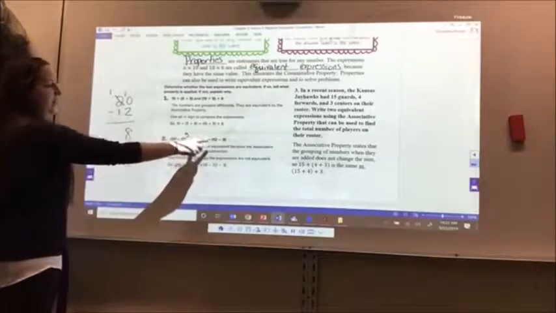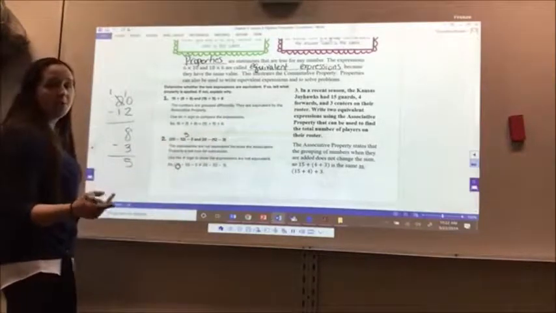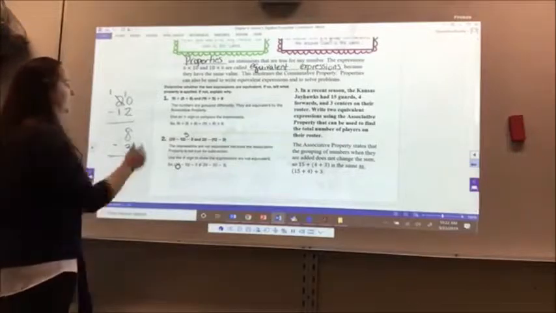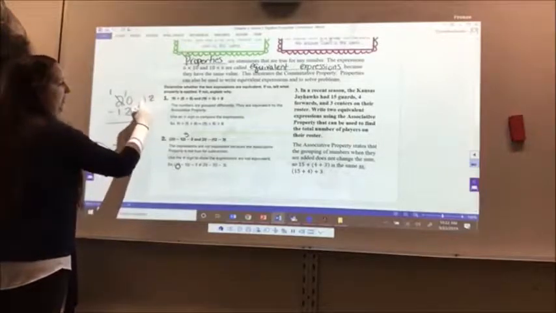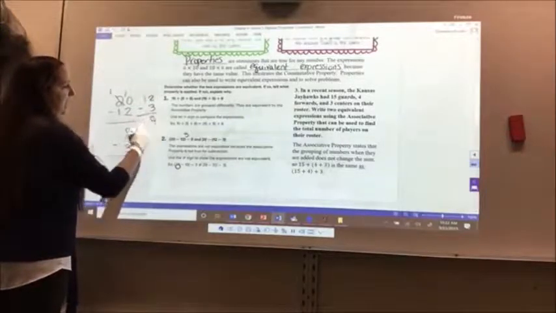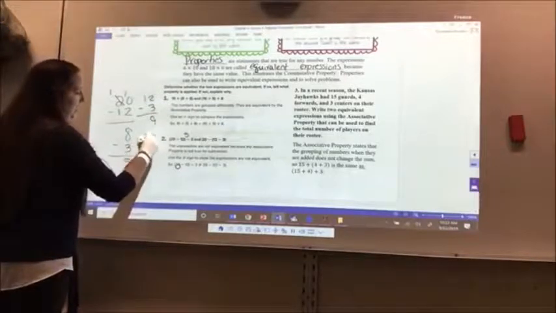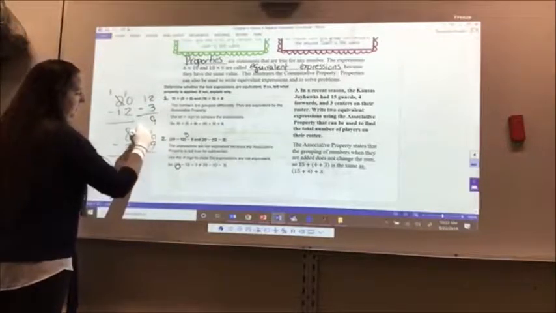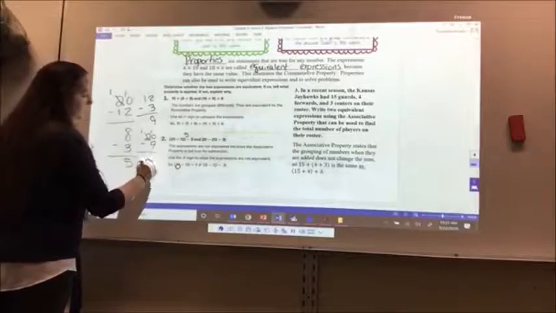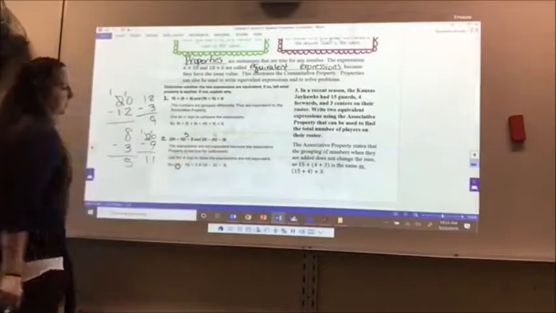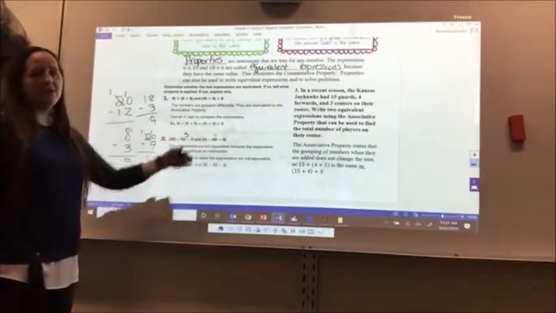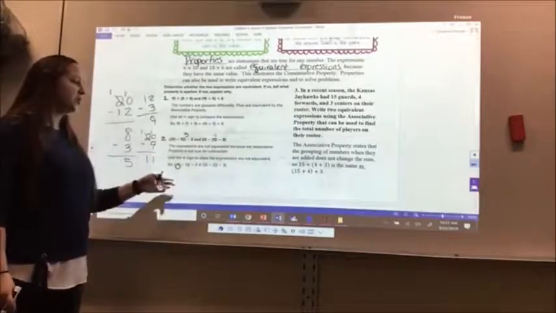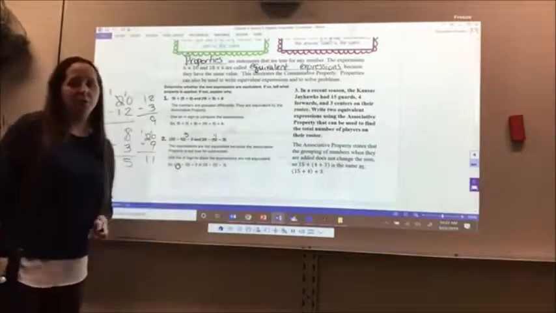So then I do 20 minus the quantity 12 minus 3. Remember, you need to do what's inside the parentheses first. So 12 minus 3 is 9, and then 20 minus 9 is 11. So 5 and 11 are not equal to each other, so the associative property does not hold true for subtraction.